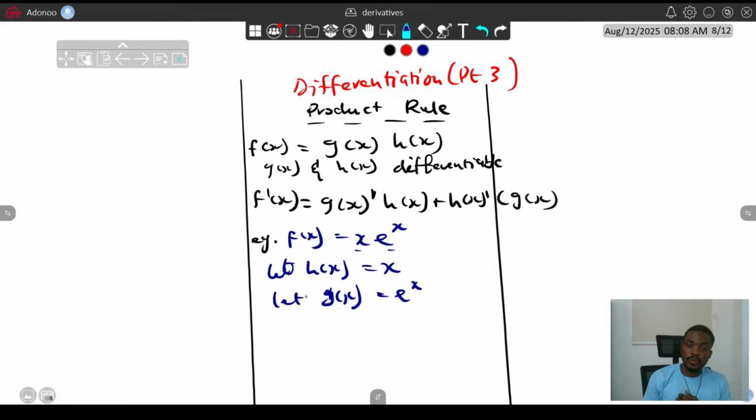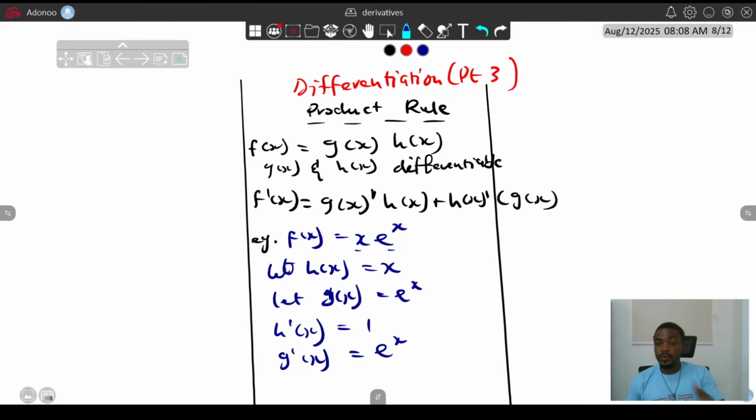So to use the product rule, all we need to do is to find h prime of x and then g prime of x. So h prime of x is equal to 1, and then g prime of x is equal to e raised to the power x. We've gone through this already.